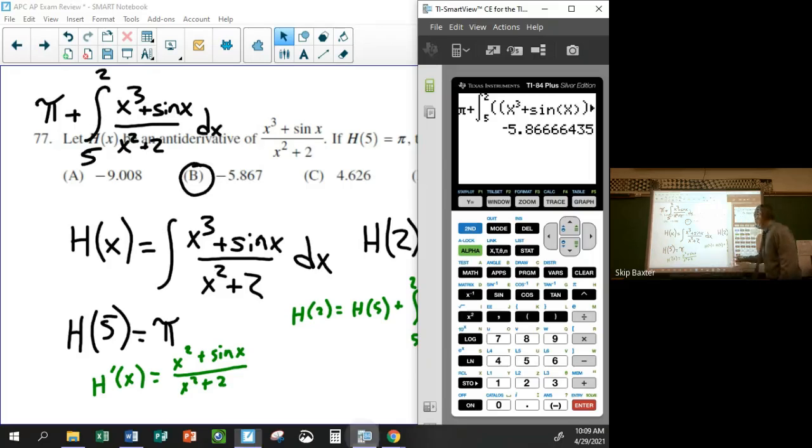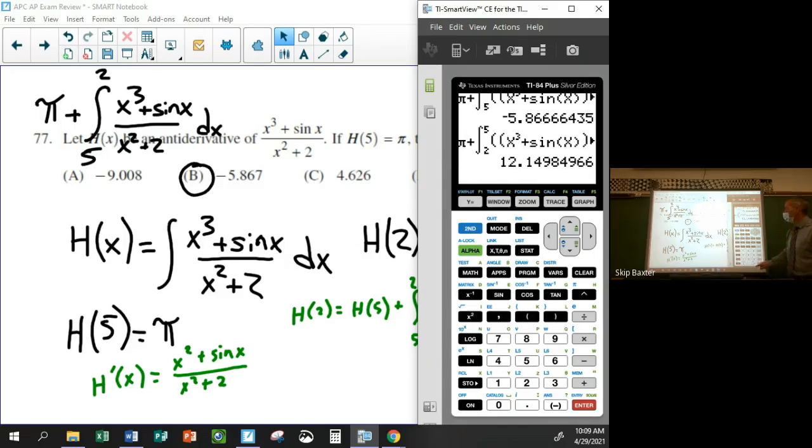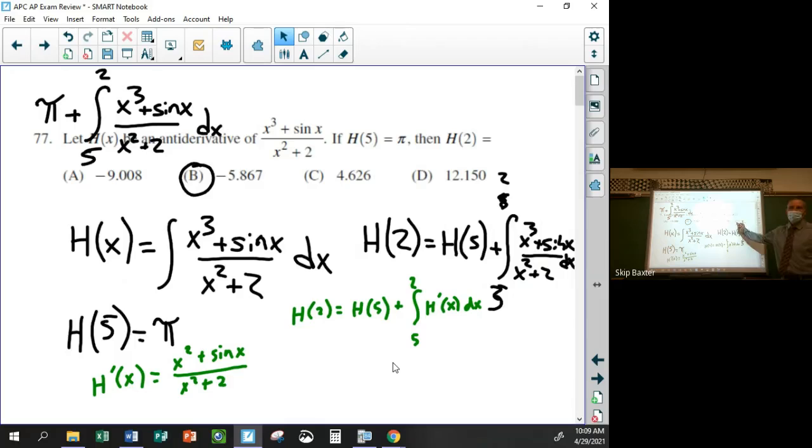Let's check actually. I could just go second entry, and then I could just go back and change the limits of integration. So yeah, they gave that answer. So nice catch. Good job.